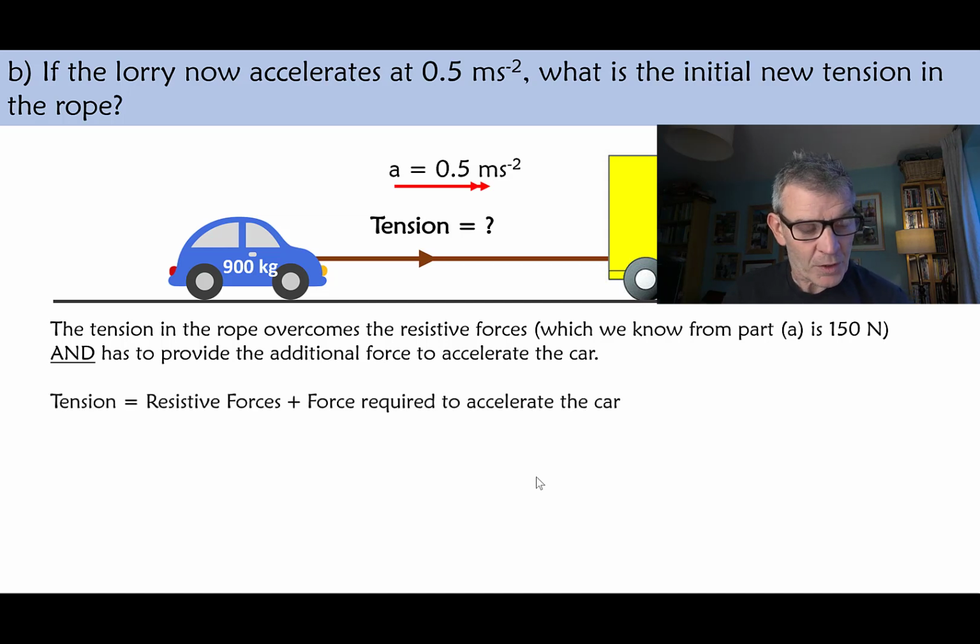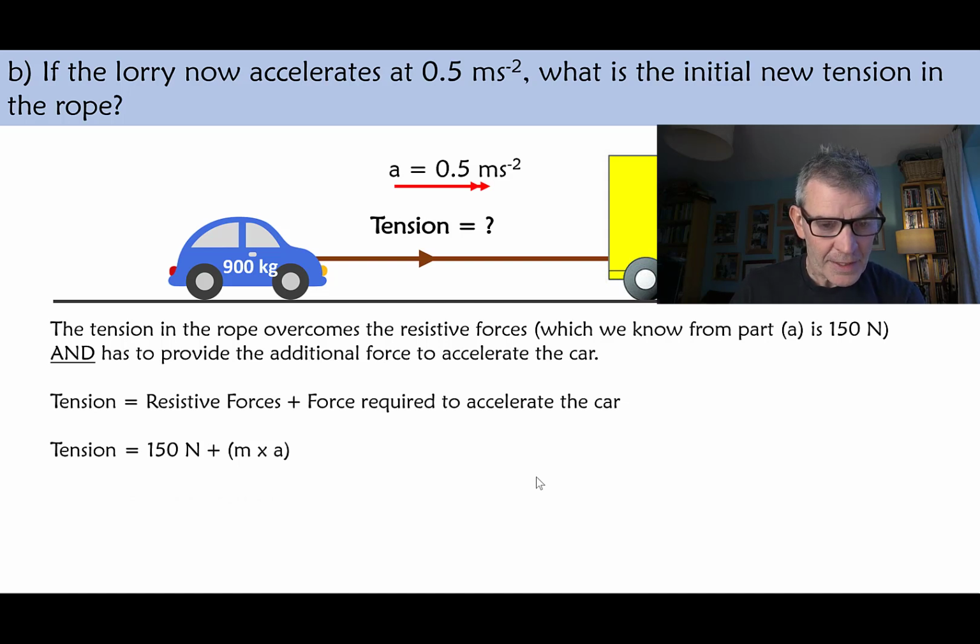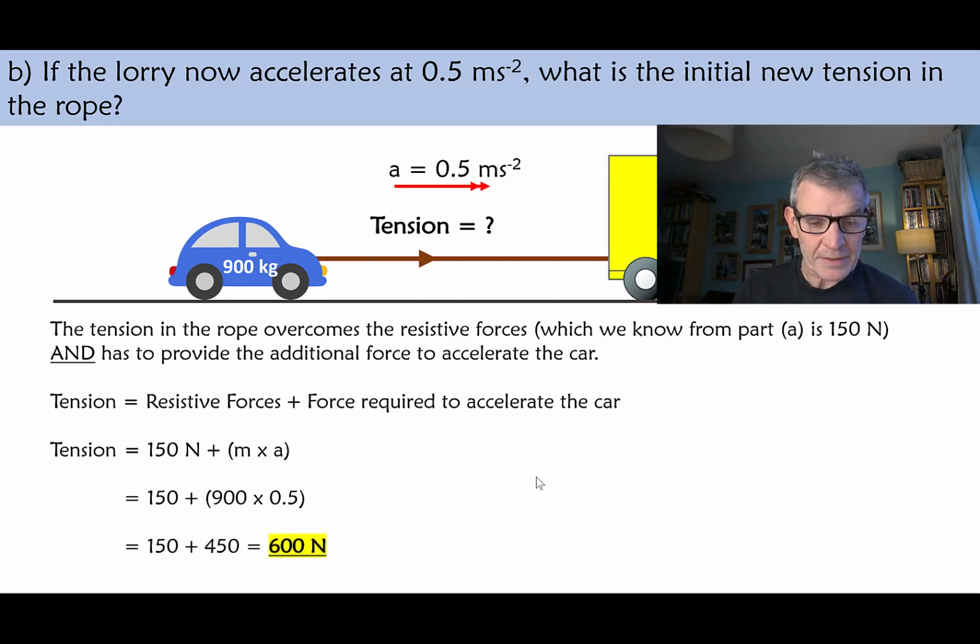So we can put that in an equation. Tension is equal to the resistive forces plus the force required to accelerate the car, and that equals 150 newtons plus the force required to accelerate the car. Well, that comes from Newton's second law of motion, which is F equals ma. So we can just put m times a like that, and we put the numbers in, and the answer comes out, as you can see there, as 600 newtons.